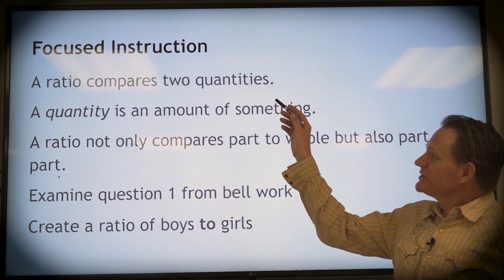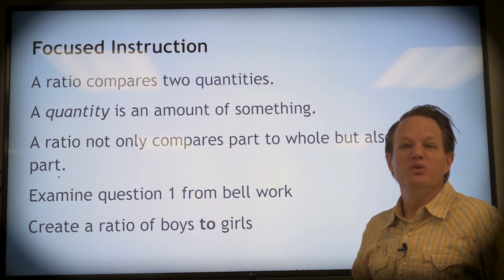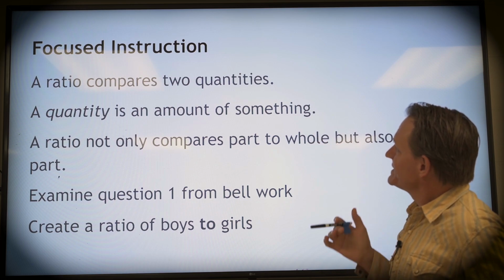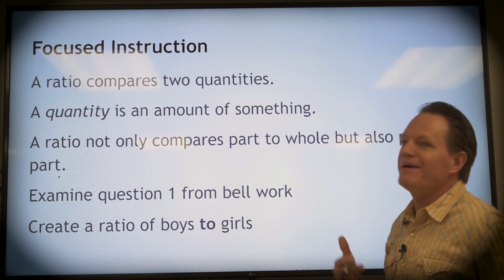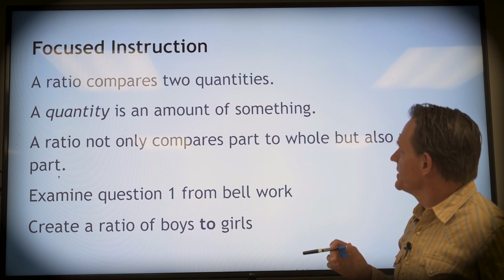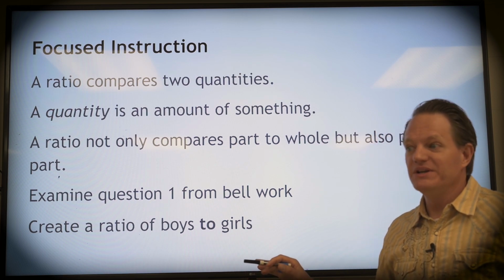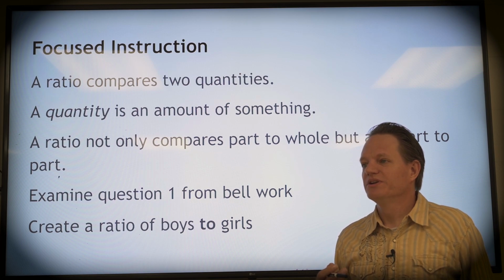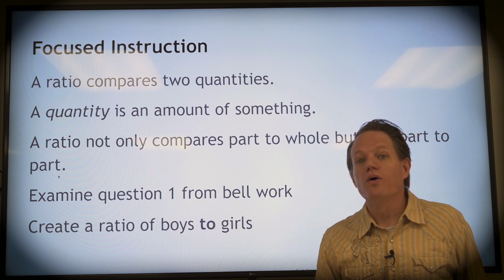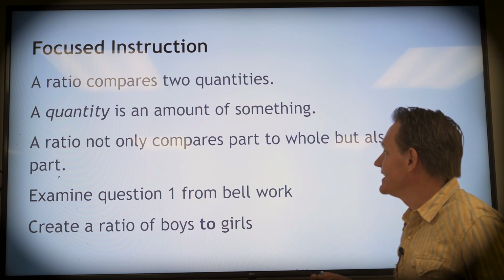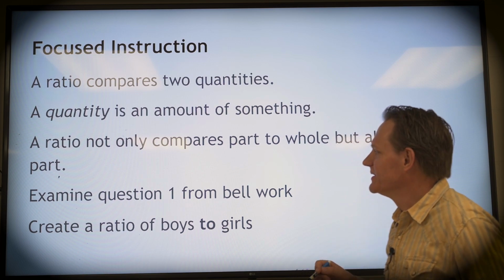Now, a ratio is going to compare two quantities. A ratio is going to compare two things. A quantity is an amount of something, right? So comparing two amounts of something. A ratio not only compares a part to a whole, which is all we've been doing. We've been doing a lot with fractions, decimals, and percentages, and what we've always done was part to whole. How much of the whole thing do we have? But also we're looking now at part to part. It's going to be a little bit different.